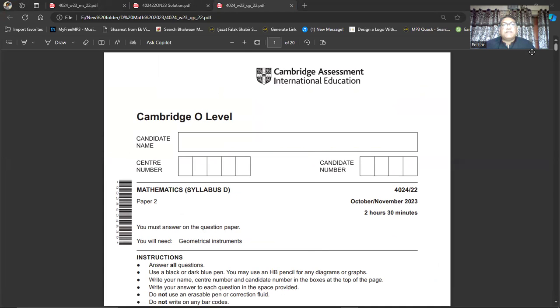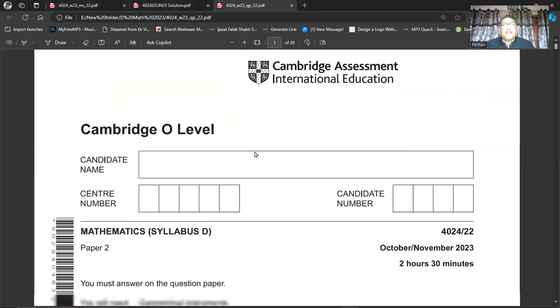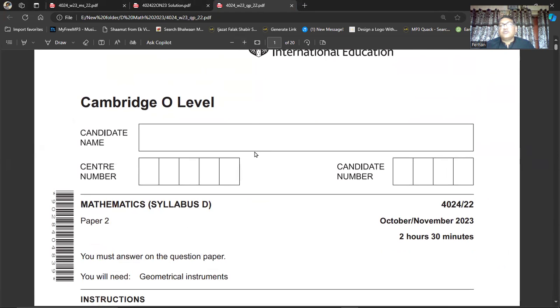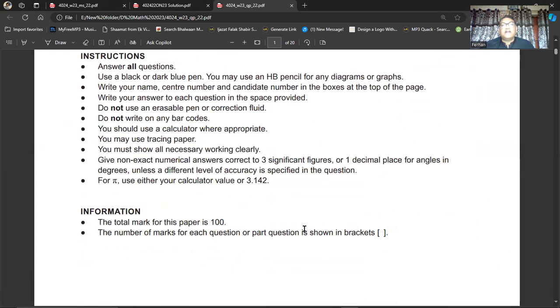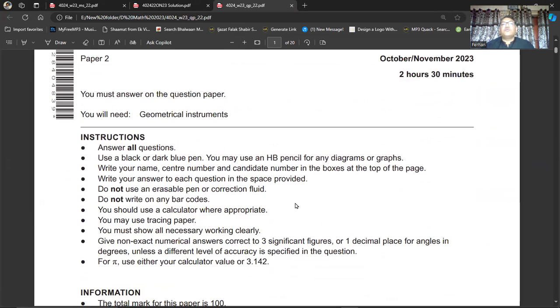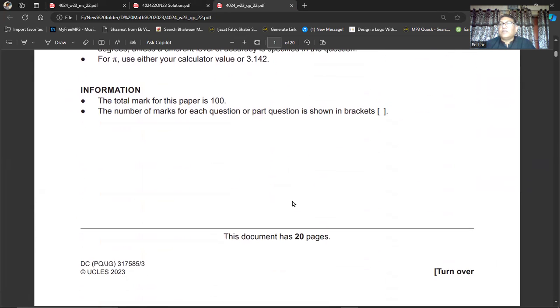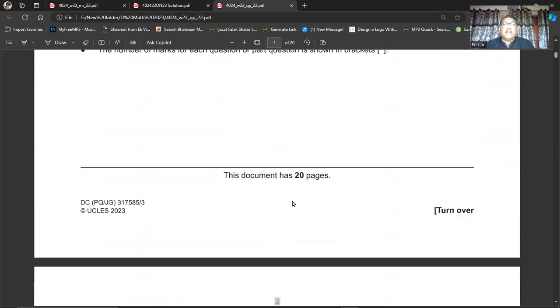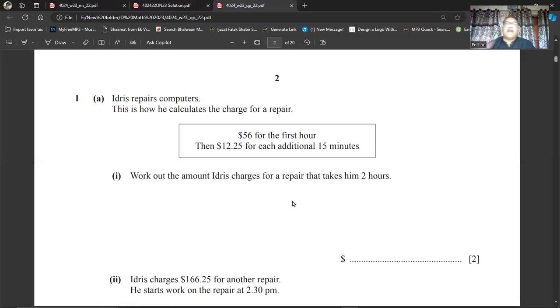And here we go. The paper is showing up on your screen. This is the October-November 2023 paper 2. The time allowed for this paper is 2 hours and 30 minutes. The scientific calculator is allowed in this paper. The total marks for this paper are 100. So we will try to present to you the solution according to the best of my knowledge, my abilities, and my understandings. Okay, so on your screen, question number 1 is showing up.